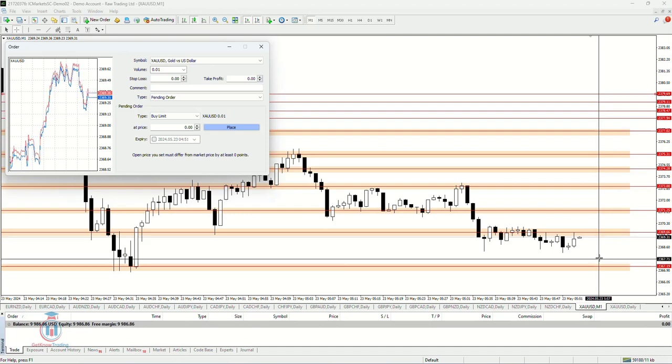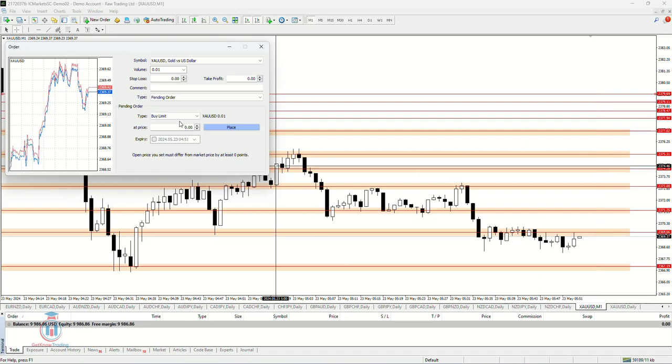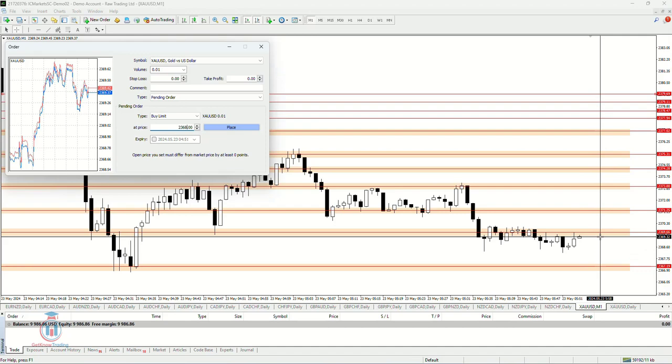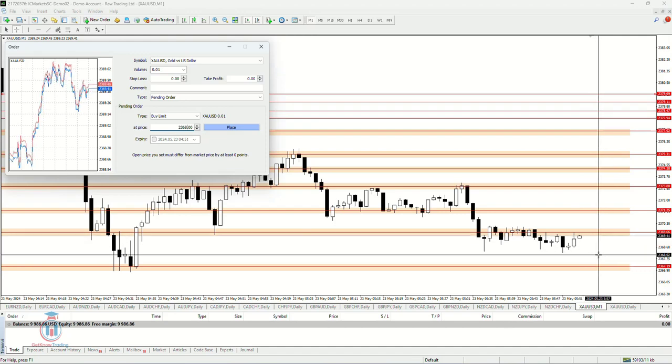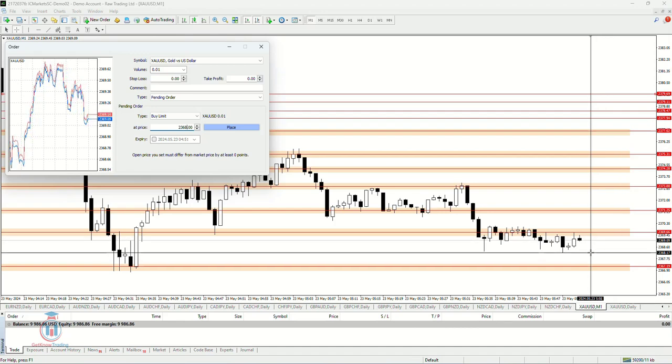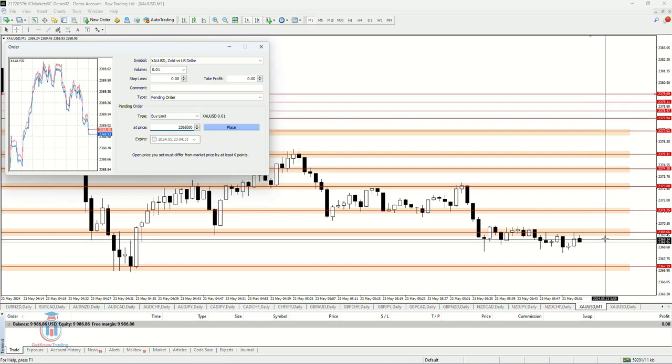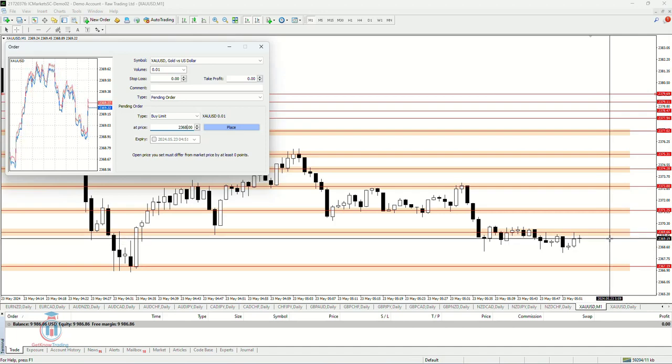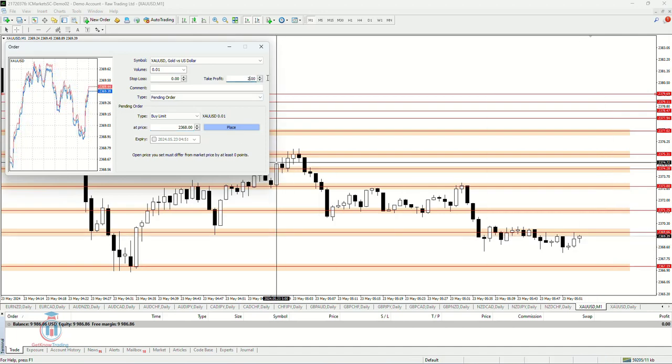So let's say we open the order at 2368. When the price goes down from the current market price, down to 2368, then the order will be opened. And when the price opens this order, we are expecting that the price will continue to rise in value, and that means the price will go up. For example, we are expecting that the price will reach 2369, so we should put a take profit here.